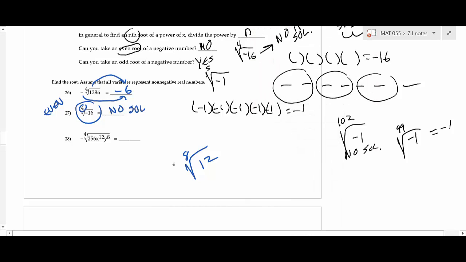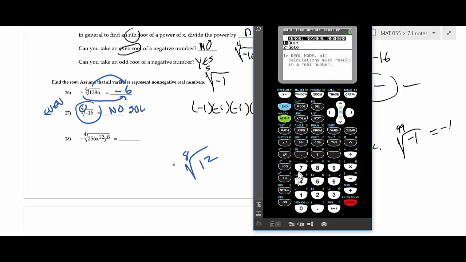Everybody solid with what I'm doing then? Now if we do this one, with your calculator, if you wanted to, you could just go 4th root. And if you've got a graphing calculator, you can try this if you want to. 4th root of 256.